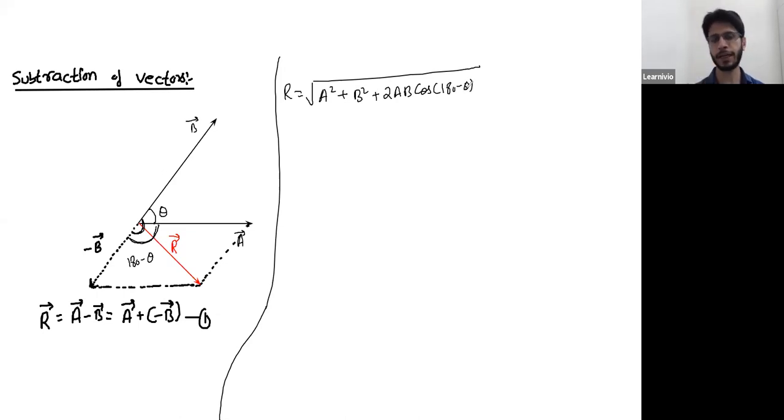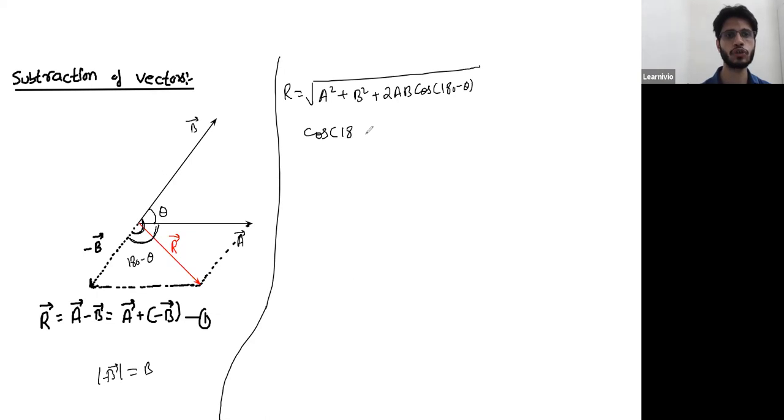I am repeating it again. The magnitude of minus of vector B is B. This negative sign just takes care of direction. Negative of minus of vector B is B. So it's A square plus B square plus 2AB cos 180 minus theta.